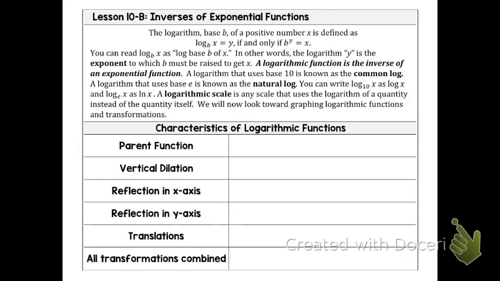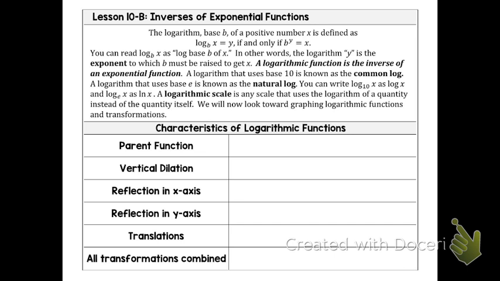Right, lesson 10b, inverses of exponential functions. It says a logarithm base b of a positive number x is defined as log base b of x equals y if and only if b to the y equals x. You can read log base b of x as log base b of x. In other words, the logarithm y is the exponent to which b must be raised to get x.